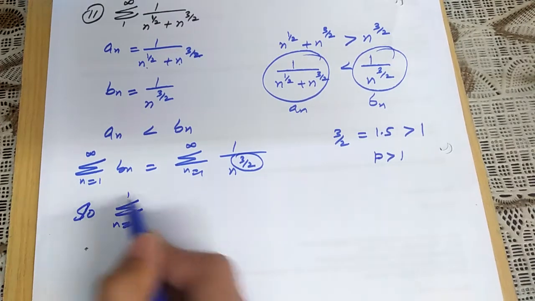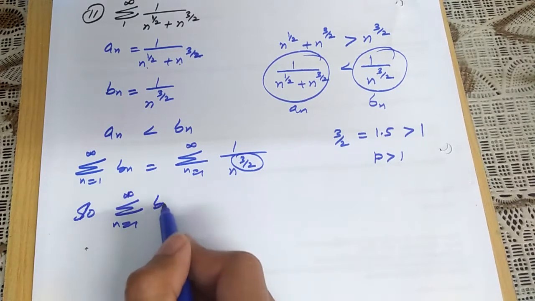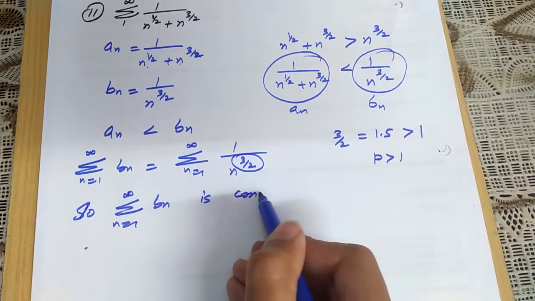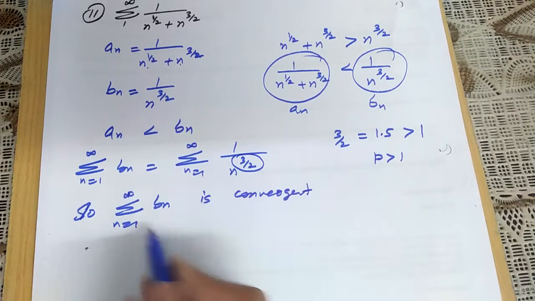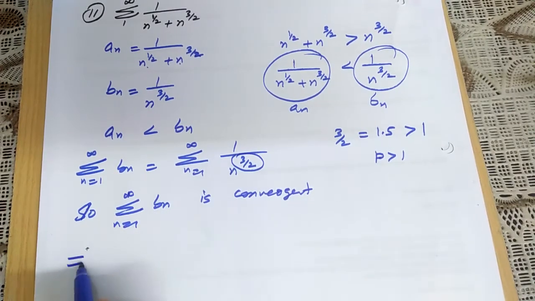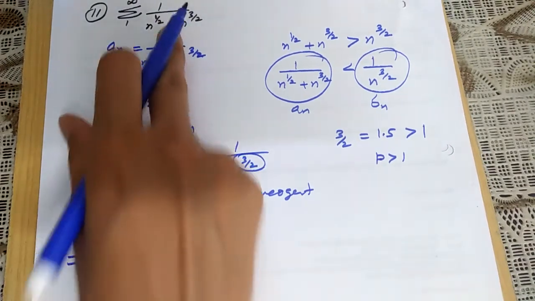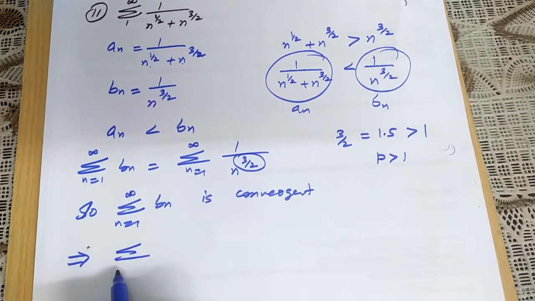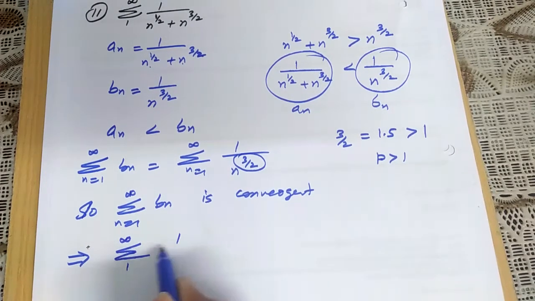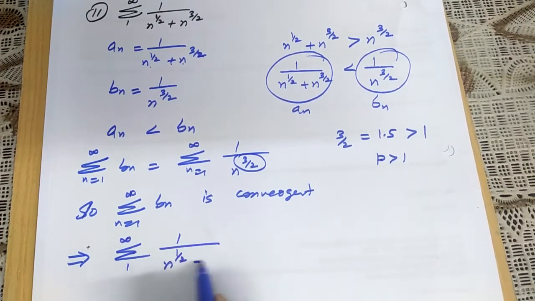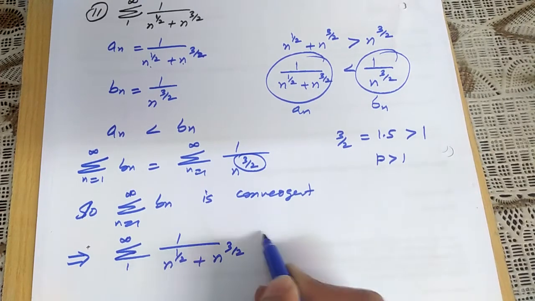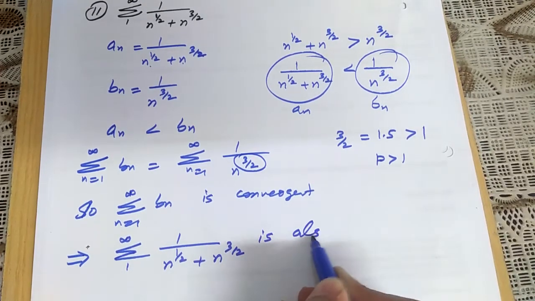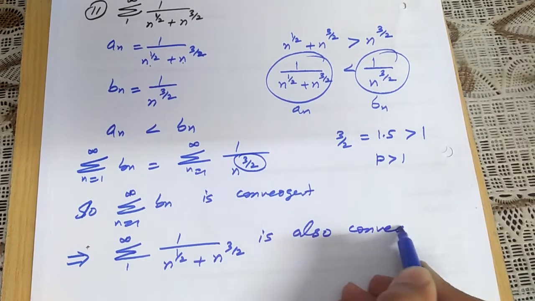So summation n equals 1 to infinity bn is convergent. If your bn is convergent, then this implies that your given an is also convergent. That is, summation 1 to infinity 1 over n raised to power 1 by 2 plus n raised to power 3 by 2 is also a convergent series.